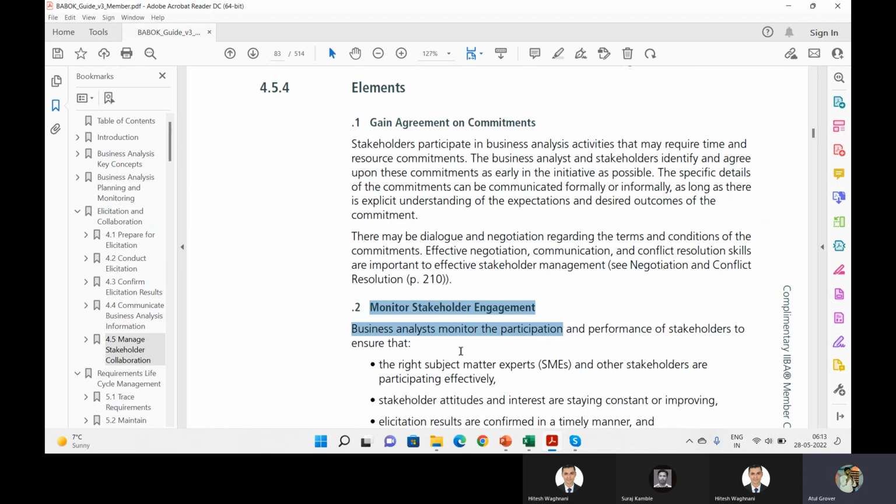So it means I need to highlight this to my project manager, my boss. My issues have been stuck. My requirements have been stuck. My sign off has been stuck because the decision authority or the holder is not coming to the meetings. And to do that part, we have the second element called monitor stakeholder engagement.